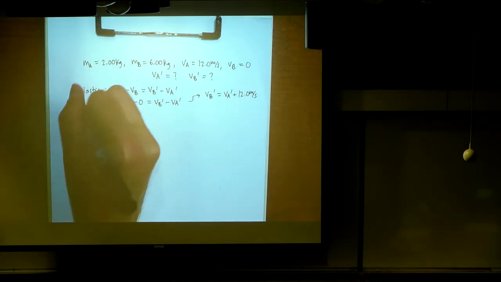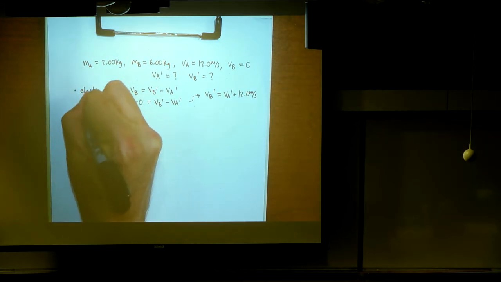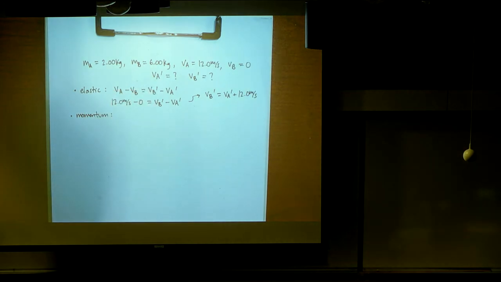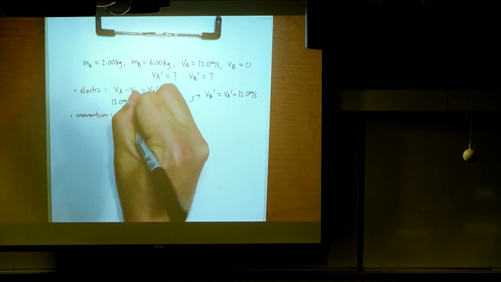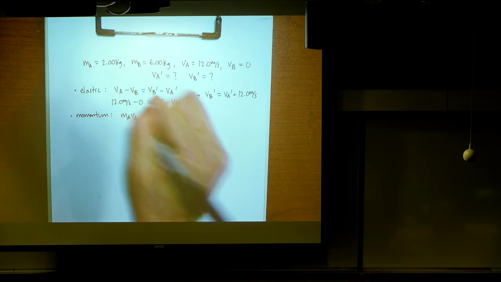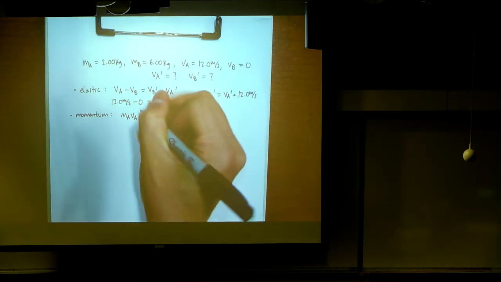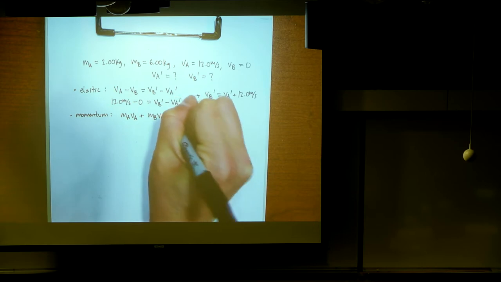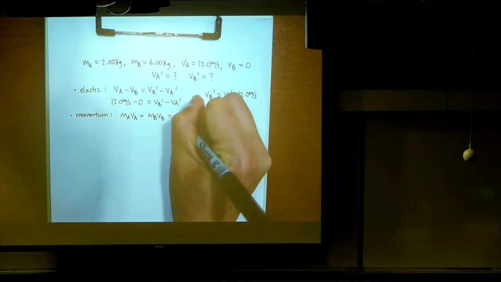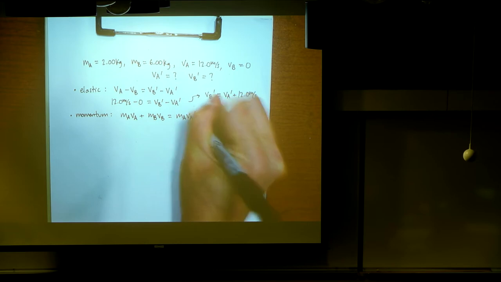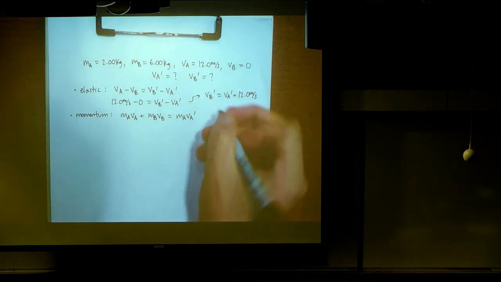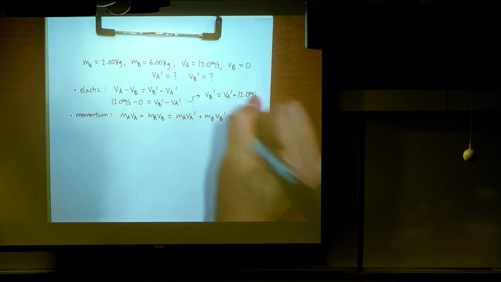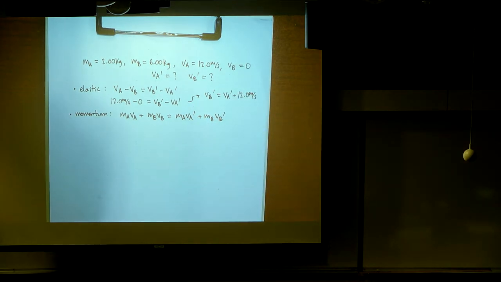Now we also have momentum conservation. This says mass A times the initial velocity of A plus mass B times the initial velocity of B equals mass A times the final velocity of A, so we put a prime on that, remember, plus mass B times the final velocity of B, right there.